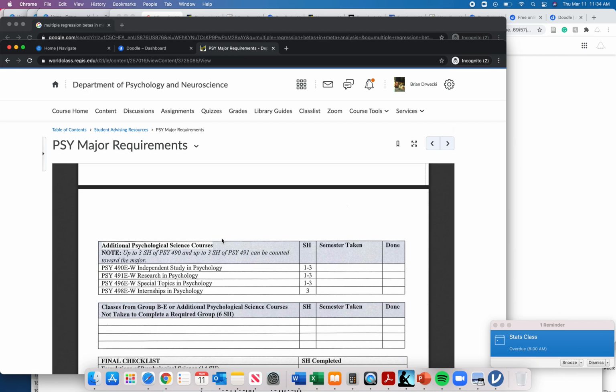Special topics in psychology, don't worry about those. You might see a course that's of interest. It will count towards your major. But in general, they're rare, and it's when we're trying out new courses.